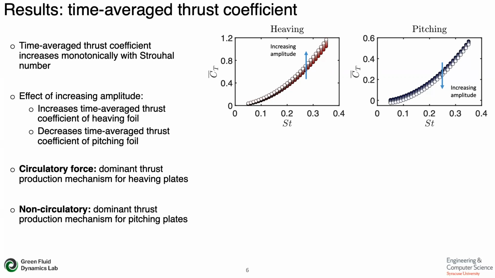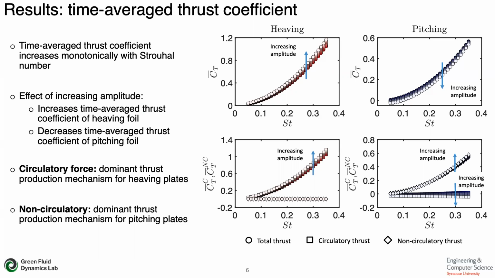For the heaving foil, increasing the amplitude results in increasing the time average thrust coefficient, whereas for the pitching foil, increasing the amplitude results in decreasing the time average thrust coefficient. To have a better idea of what's going on here, I'm showing the circulatory contribution, represented by the square symbols, and the non-circulatory contribution, represented by the diamond symbols, to thrust production. We can see that for the heaving foil, the circulatory mechanism dominates thrust production, whereas the non-circulatory has no influence at all. It is shown that as the amplitude increases, the circulatory contribution increases as well.